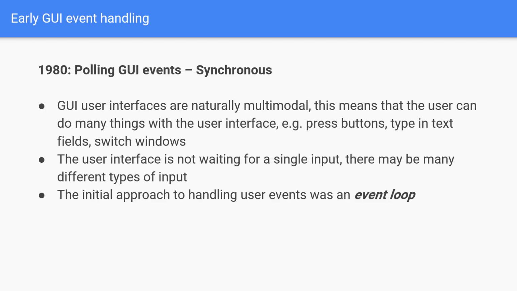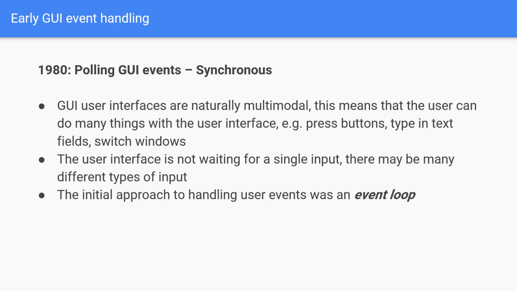Graphical user interfaces are naturally multimodal. This means that the user can do many things with the user interface. I press buttons, type in text fields, switch windows. The user interface is not waiting for a single input. There may be many different types of input.